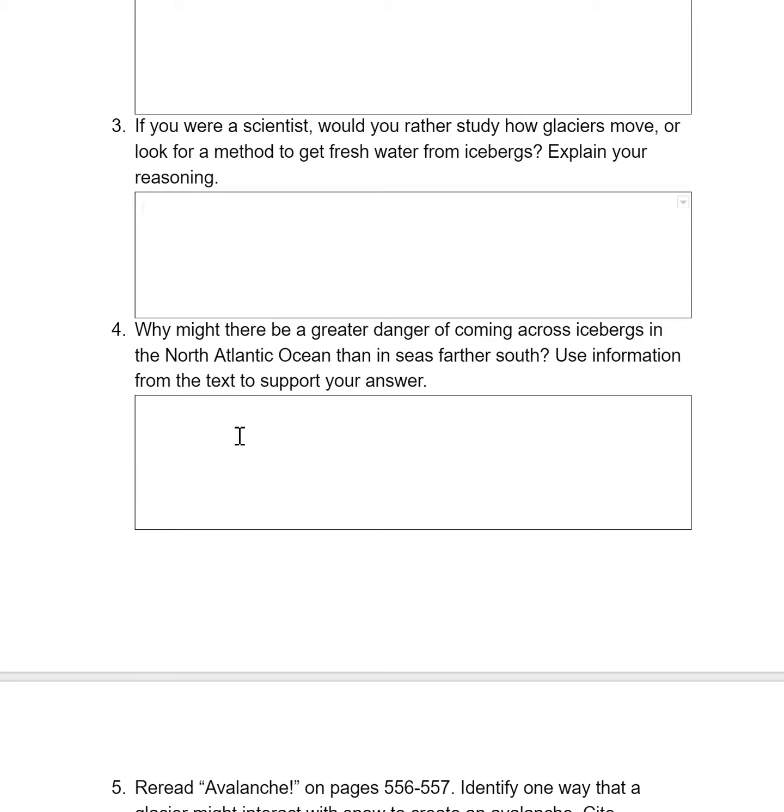Even when summer comes, ice and snow cover about 1/10 of Earth's land surface. So that's talking about Canada, Greenland, Alaska. Those are all places to the north, in the northern hemisphere. So you would be in greater danger of coming across an iceberg in the north because it is colder further north compared to going further south. And because it's colder, you have a lot more glaciers and a lot more icebergs.